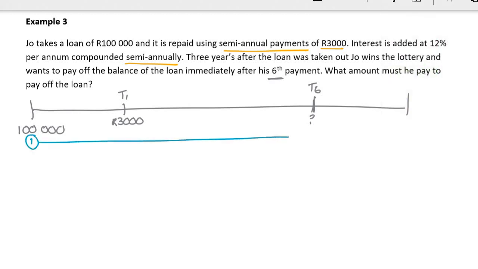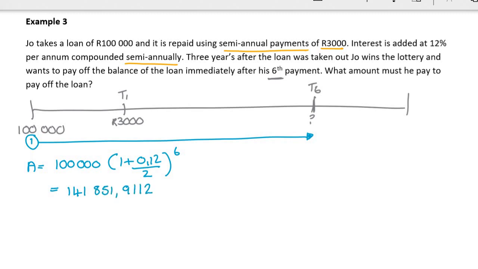First step, let's pretend that my 100,000 Rand, nothing happened to it except it gained interest. So 100,000 Rand gained interest at 12% compounded semi-annually for 6 time periods. So that would be an amount of 141,851.9112. So that's my first step.